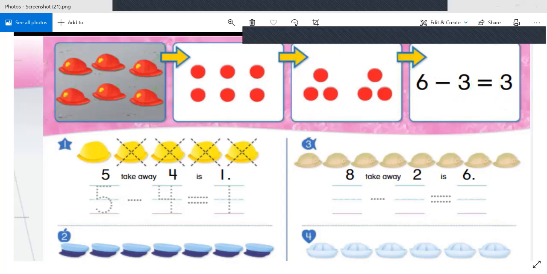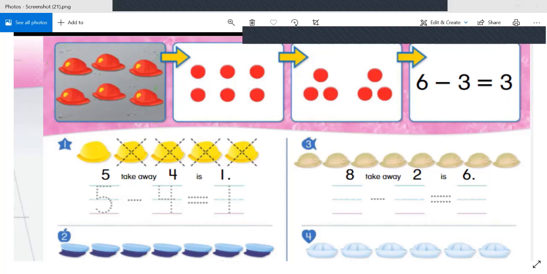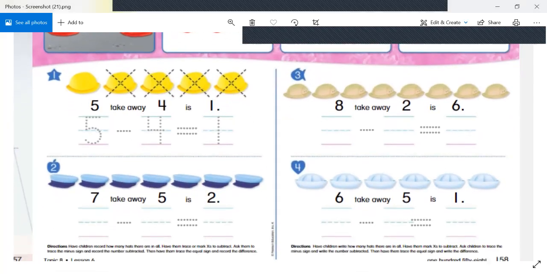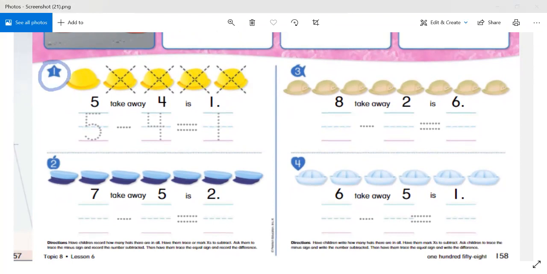Let's look at our first problem. Let's pick a different color here. All right, let's move our paper up so we can see all of them. Let's look at number 1. So you're going to write down how many hats there are in all. So let's count the hats. 1, 2, 3, 4, 5. There are 5 hats in all.